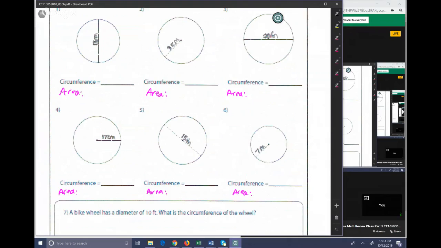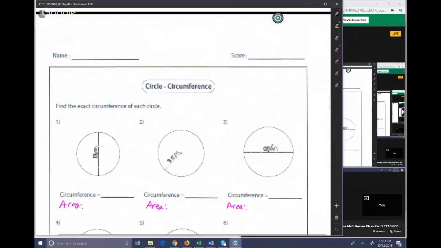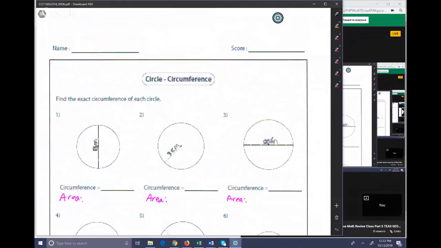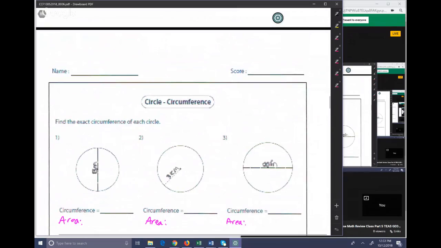So anytime you have a shape that you get to play with, do everything you know how to do with that shape and get all that practice. So you're going to do an area for every one of these in addition to the circumference. With circles, you are required to know the formulas, as you know if you took geometry. And the circumference formula is diameter times pi.